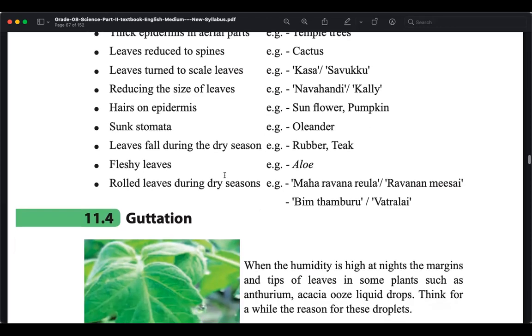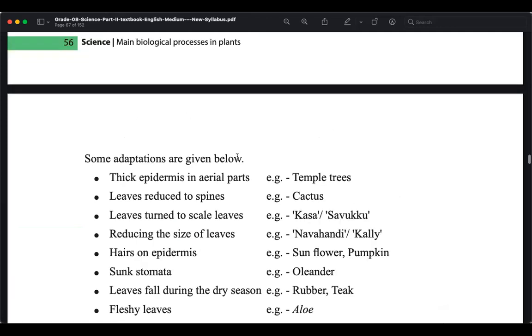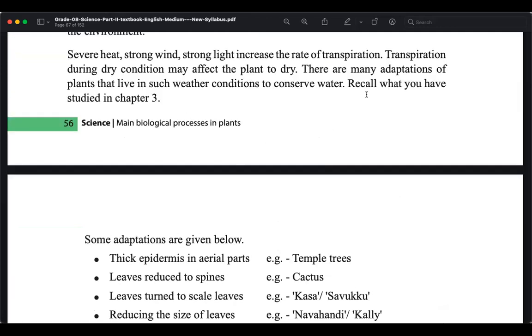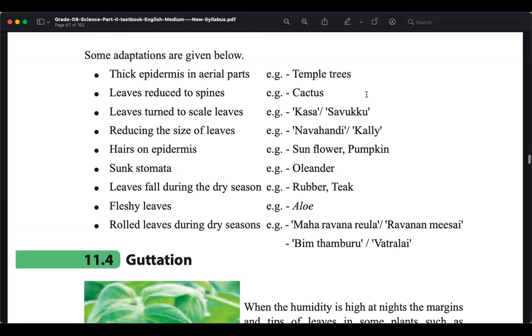And sometimes in some seasonal plants, the leaves fall. Rubber, teak-like plants, in some seasons the leaves fall. What is that? It is an adaptation to protect water, to reduce transpiration. Otherwise the plant can die, because the amount of water will transpire, and then there is no way to take water.